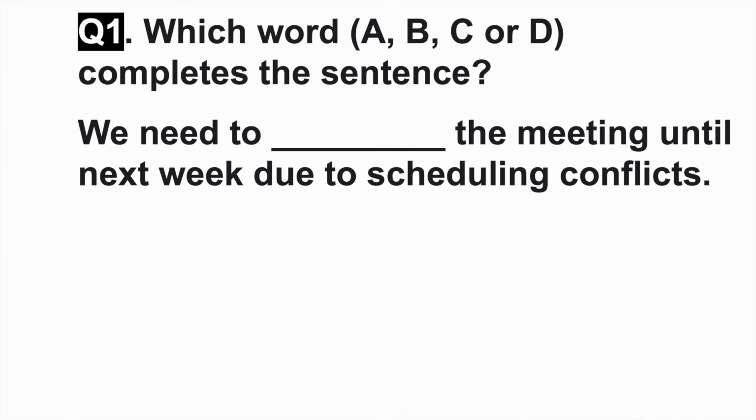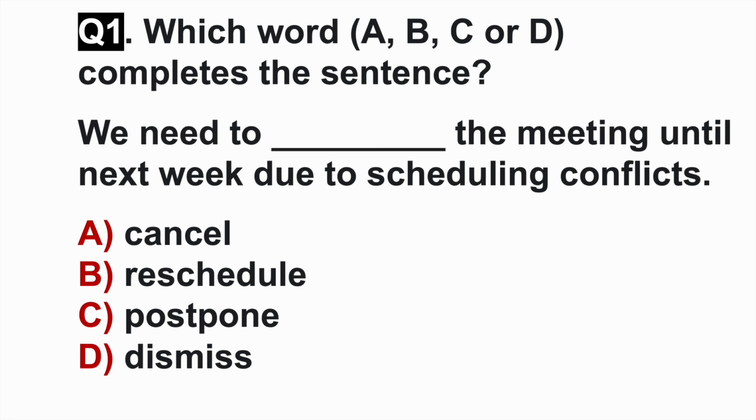English language test question number 1 states the following. Which word, A, B, C or D, completes the sentence? The sentence reads, we need to blank the meeting until next week due to scheduling conflicts. We have to then choose one word, A, B, C or D, to complete the sentence in the blank space. Can you see which answer it is?